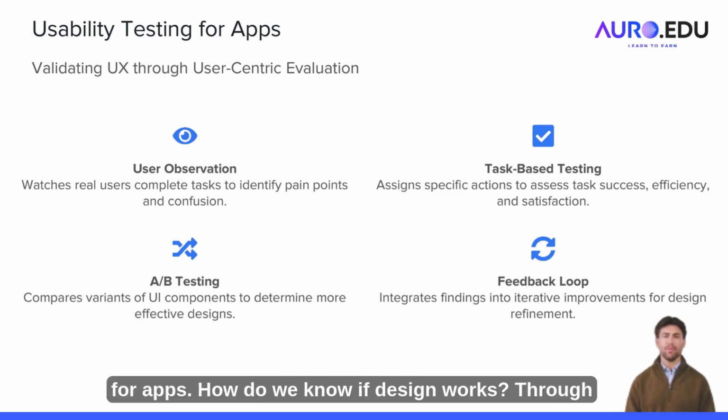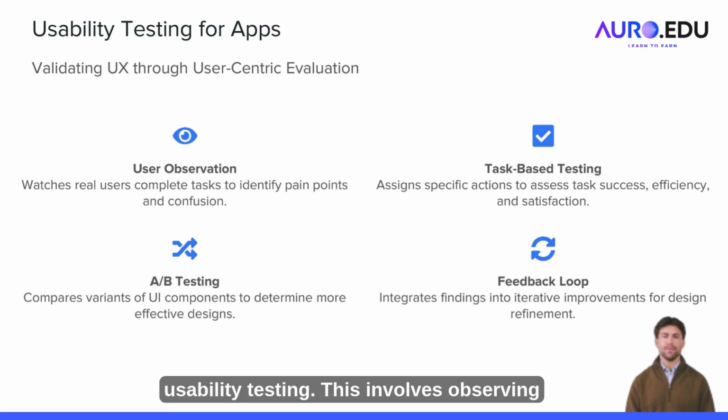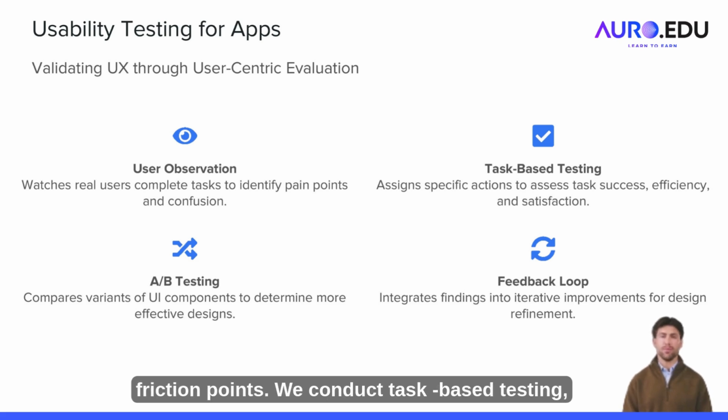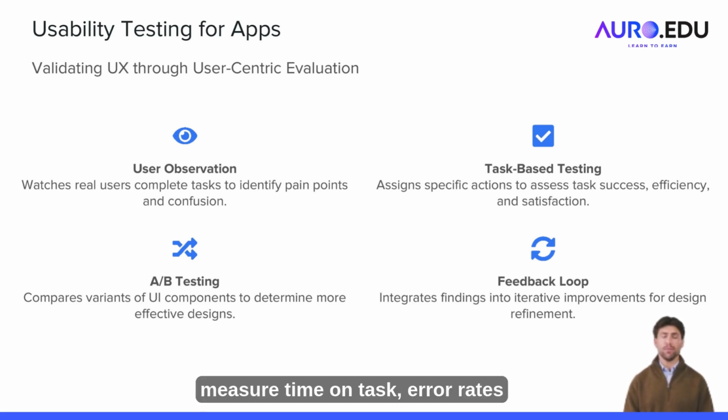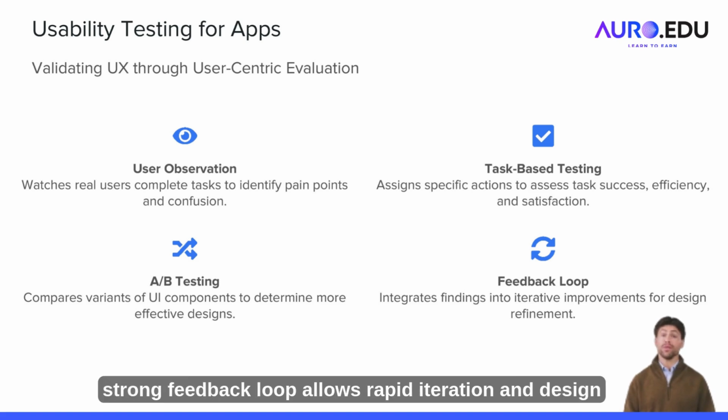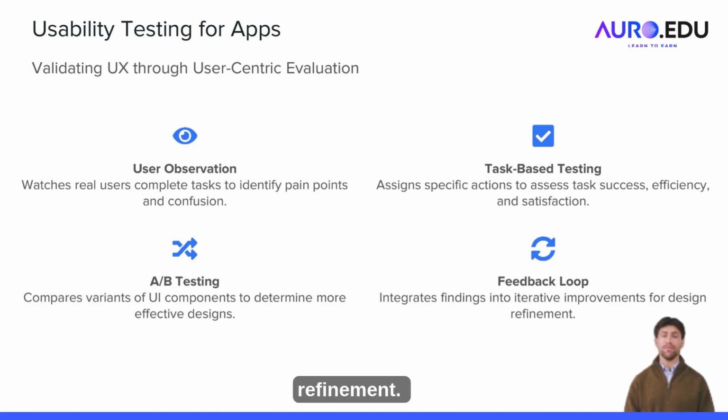Usability testing for apps. How do we know if a design works? Through usability testing. This involves observing real users as they complete tasks, uncovering friction points. We conduct task-based testing, measure time on task, error rates, and satisfaction. A/B testing helps optimize design variants, and a strong feedback loop allows rapid iteration and design refinement.